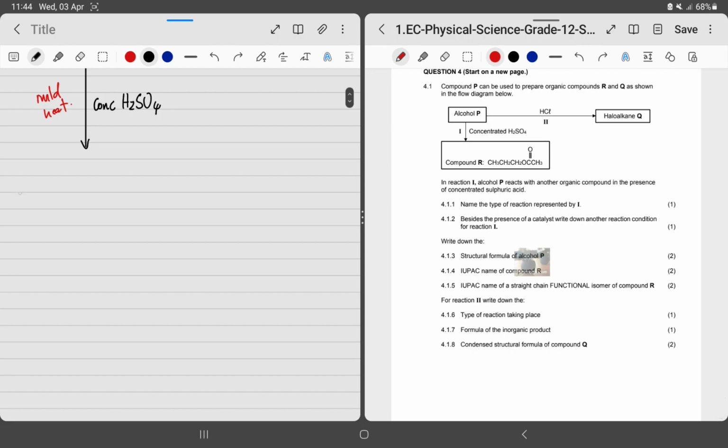Okay, let's answer the questions. In reaction 1, alcohol P reacts with another organic compound in the presence of concentrated sulfuric acid. Name the type of reaction represented by 1. When you are producing the corresponding ester, this type of reaction is known as esterification. 4.1.2. Besides the presence of a catalyst, write down another reaction condition for reaction 1. So that is mild heat.